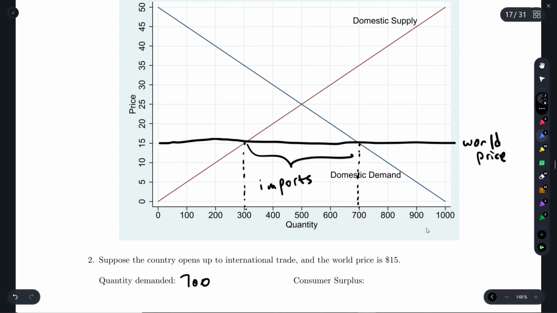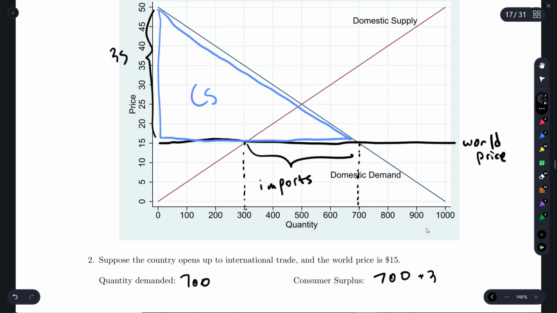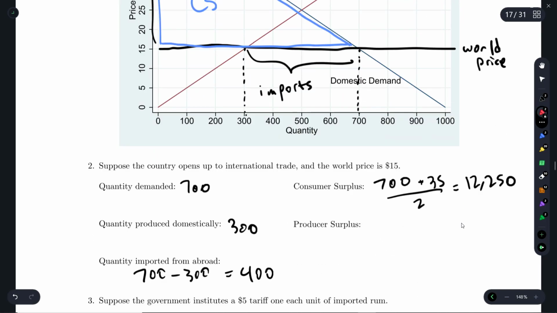Now for the consumer surplus, we're still going to draw the triangle that is below the demand curve and above the price, but we're now dealing with this new price of 15. We go about this the same way as always. Base of 700, height of 50 minus 15, which is 35, divided by 2, we get 12,250. Now we'll do the producer surplus, which is the triangle below the price and above the supply curve.